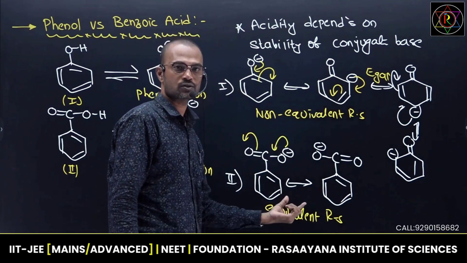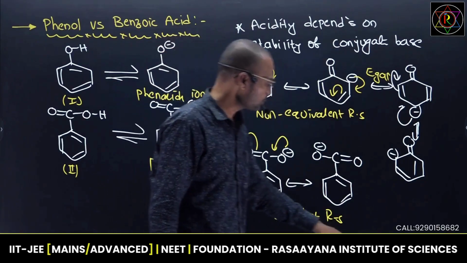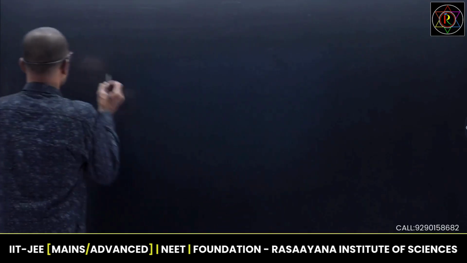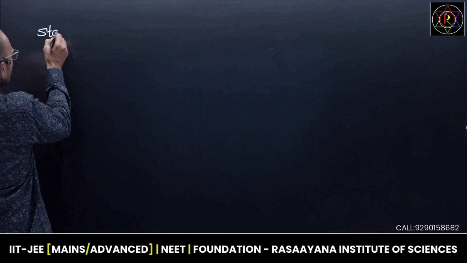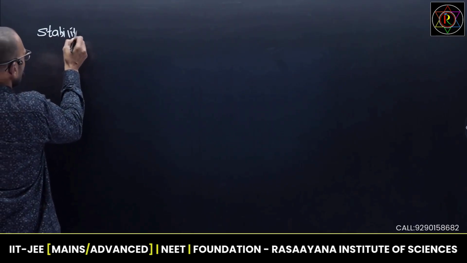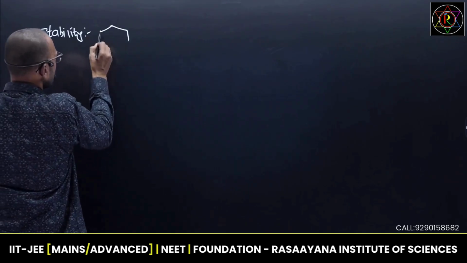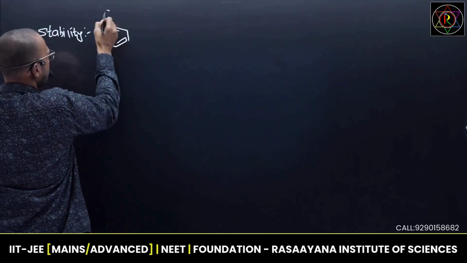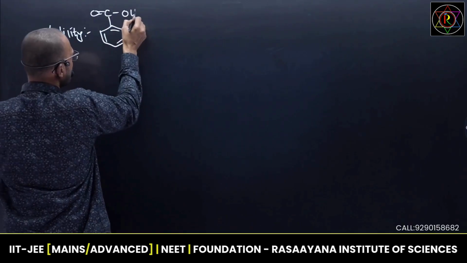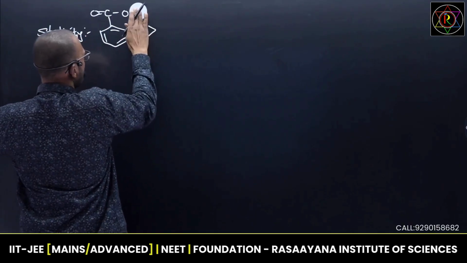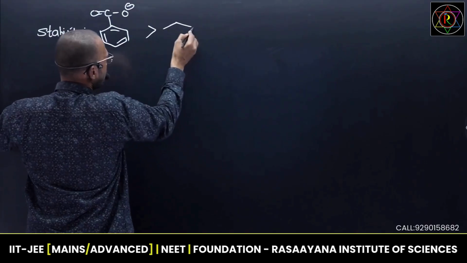Okay. So finally, one conclusion: if you compare the stability, I can say that benzoate ion, the conjugate base of benzoic acid, is more stable as compared to phenoxide ion.